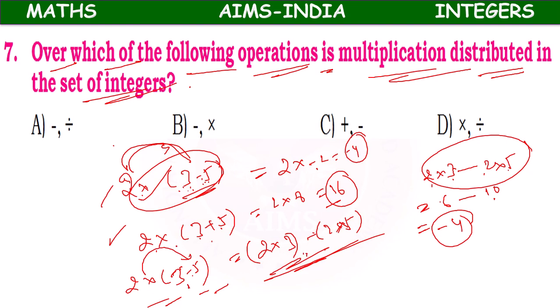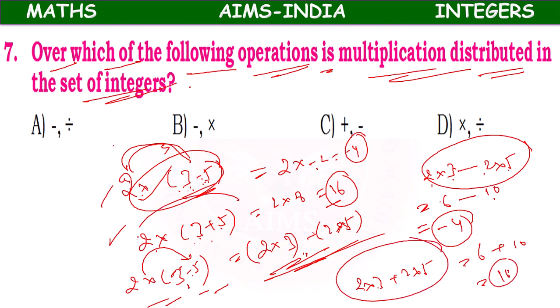In the same way, multiplication: 2 into 3 plus 2 into 5, 2 times 3 is 6, 2 times 5 is 10, 16. So this is equal to this. So multiplication is distributed over addition and subtraction. Option C is the correct answer.